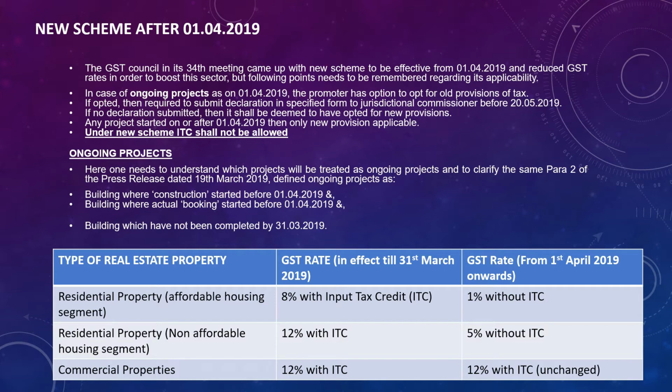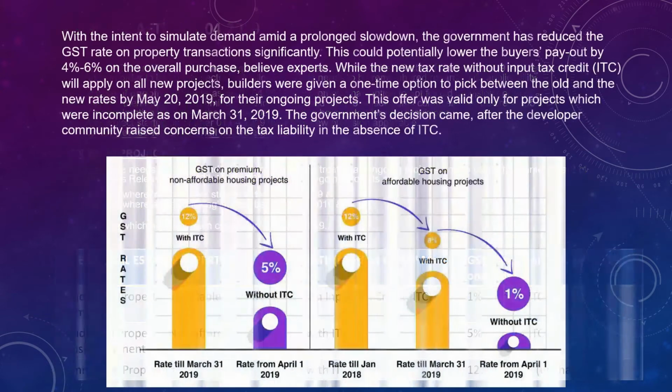So here is the summary basically of what the before and after GST rates have been. So in the type of real estate property, you have residential property, affordable housing segment, which was earlier 8% with ITC and now it's 1% without ITC. Residential property in the non-affordable housing segment was earlier 12% with ITC and now it's 5% without ITC. Commercial properties were 12% with ITC and now they're also 12% with ITC, unchanged.